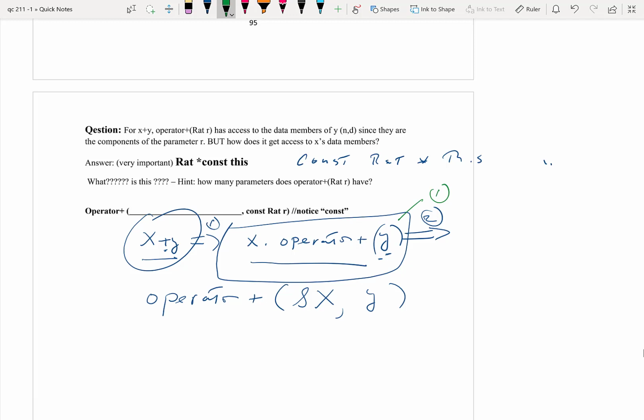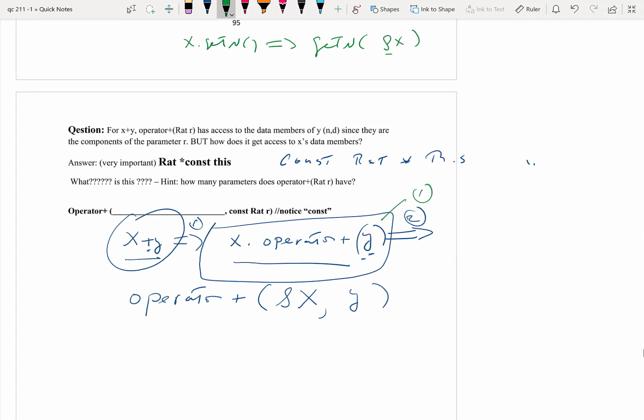But in fact, in the final version of this, there are 2 parameters, really. It's the same thing that happened back there when I say get n and get the numerator, and I say, well, how did it get the n? How did it get the numerator out of the x? The answer is because it translated. You wrote x dot get numerator, and it translates it into its own version, which is get numerator of the address of x. So it really passes it in.